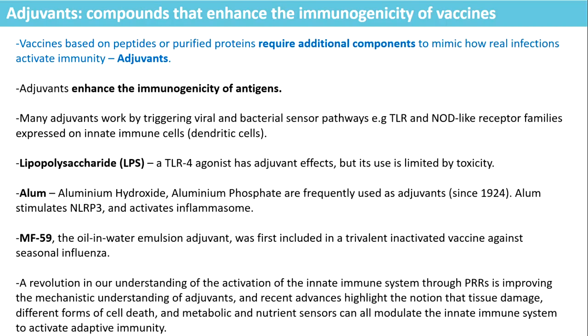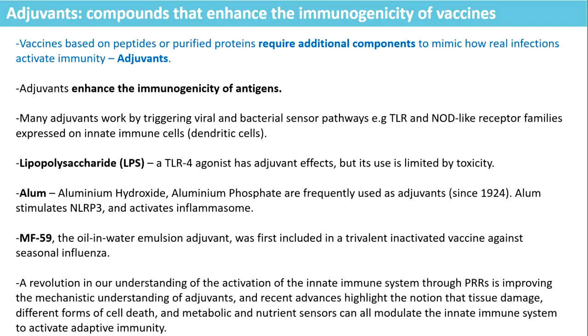Now, adjuvants work because they trigger the viral and bacterial sensor pathways. These are your toll-like receptors and your NOD-like receptors that you'll find on your dendritic cells. And these are some examples of adjuvants. We've got lipopolysaccharide, which is a TLR4 agonist. We've got alum, which is aluminium hydroxide or aluminium phosphate. This has been used since the 1920s, and it activates NALP3, so if you remember back to NALP3 and the inflammasome. And then we have MF59, which is an oil-in-water emulsion.